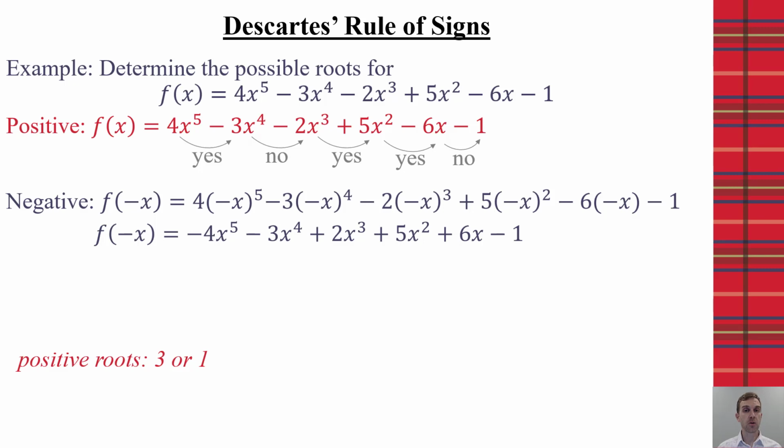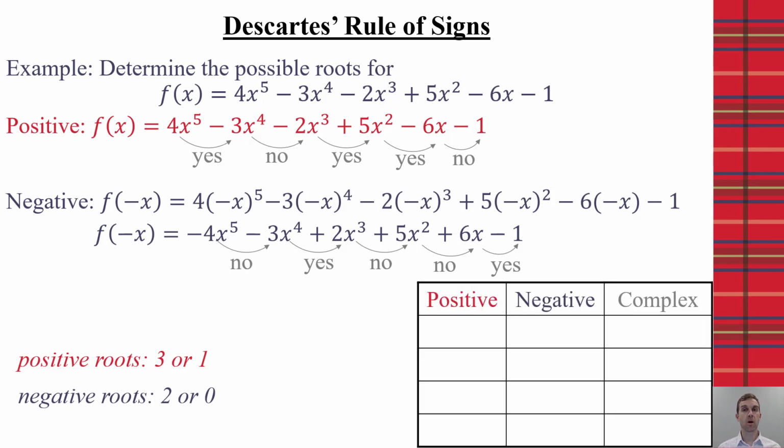Now we look at those sign changes. No, yes, no, no, and yes. That means there could be a maximum of 2 or 0, because that's 2 less than where we started. So we have either 3 or 1 positive roots, 2 or 0 negative roots, and then the possibility of complex roots. So let's make the table.